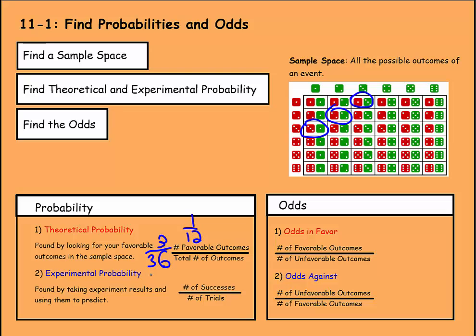Experimental probability is found by using previous results of an experiment or a situation to make a prediction. So we have your total number of times you were successful over the total number of trials. This is used in a situation such as calculating batting average in softball or baseball. If you get 6 hits in 12 at-bats, that'd be a probability of 6 over 12 that you would get a hit the next time, or a 1 out of 2 chance, if you simplify that.